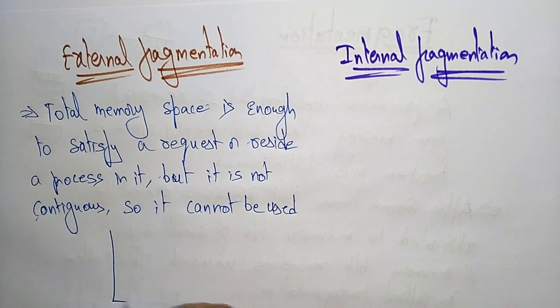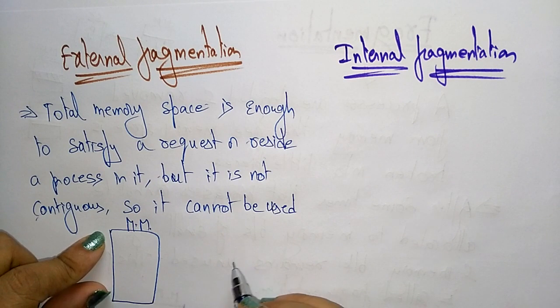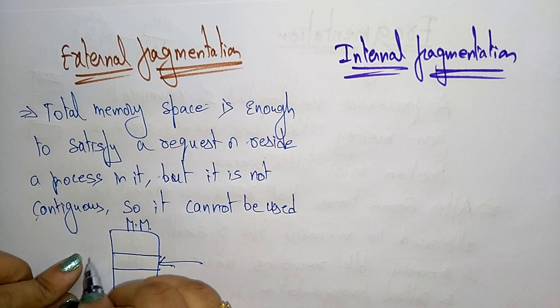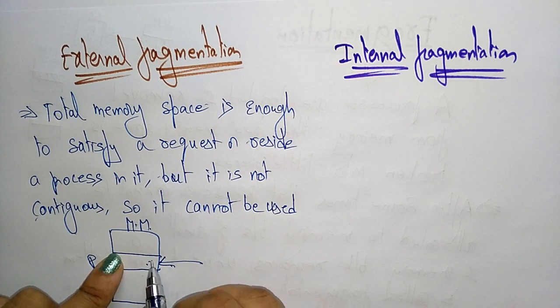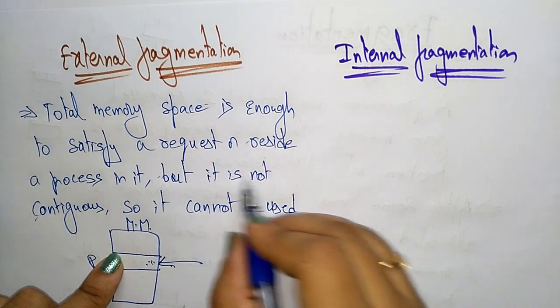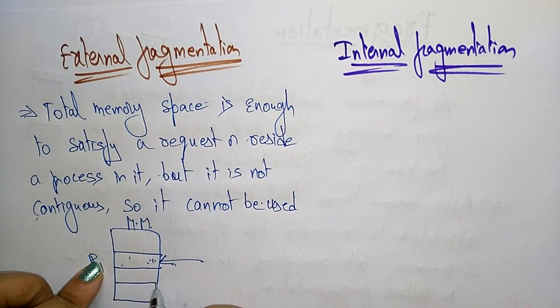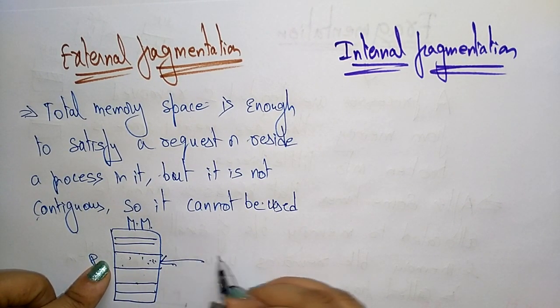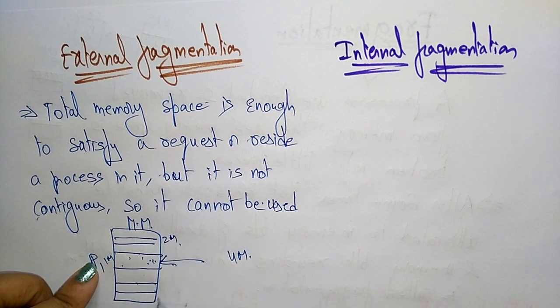Here is a memory. The total memory space is enough to satisfy a request. A process P1 wants to come back to this main memory, and there is enough space to satisfy the request or reside the process in it, but it is not contiguous. It is not present contiguously because it is divided into pieces like that. So the 4M can be stored in 1M here, 2M here, again 1M here.